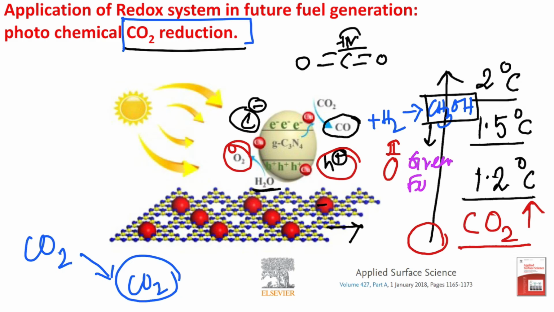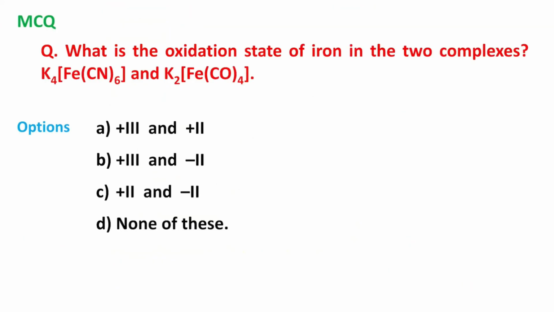For example, cities like Delhi and Bangalore get huge amounts of pollution yearly. So if we replace petroleum in the transport sector in those places, then the pollution intensity could be reduced and people's lives could be saved. So that's why such research is also important, that is, carbon dioxide reduction and fuel generation. So let's come to our MCQ.